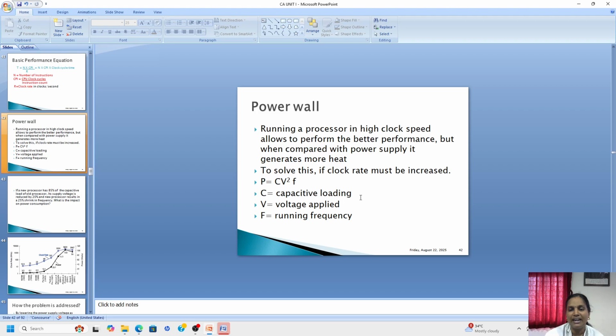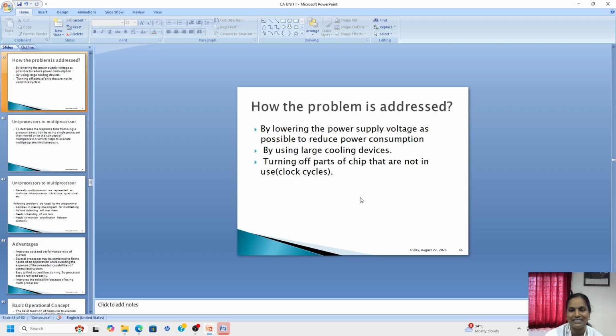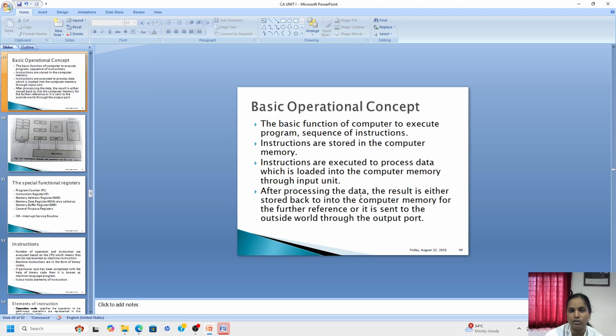Power wall. Running a processor at a high clock speed allows better performance, but it generates more heat when compared with a lower supply. How is the problem addressed? By lowering the power supply voltage as much as possible to reduce the power consumption.